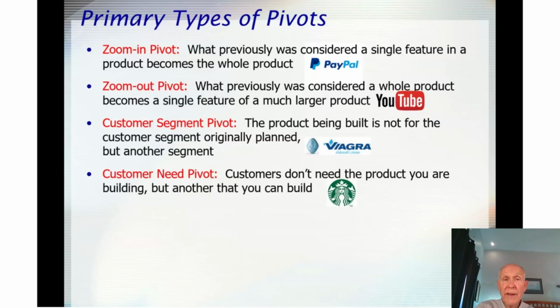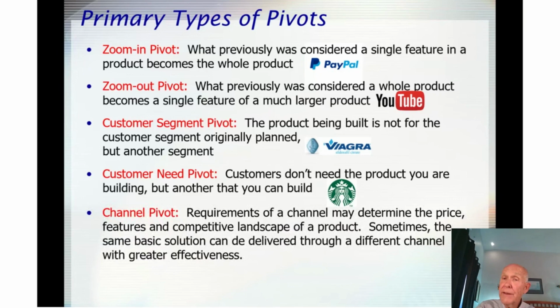And that's when they exploded. So that was the customer need was different, and they had a great CEO who perceived that. Another is a channel pivot, very important pivot, where how you get your product to people can alter the success of that product.